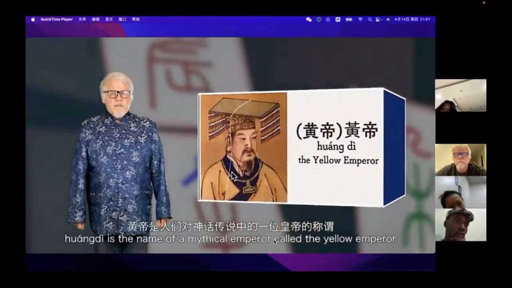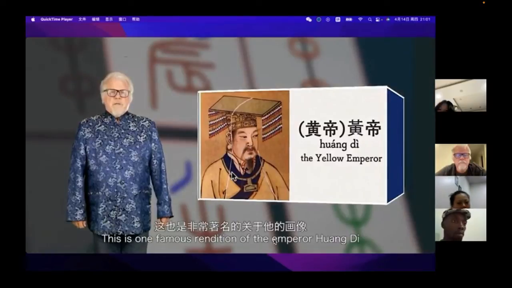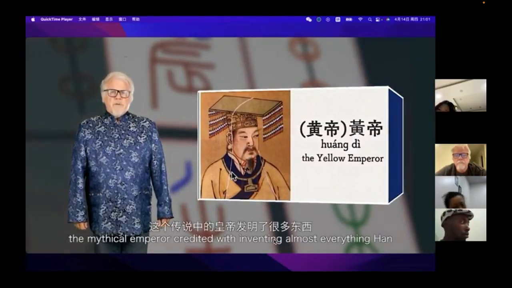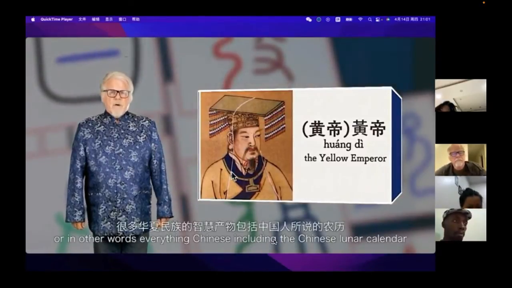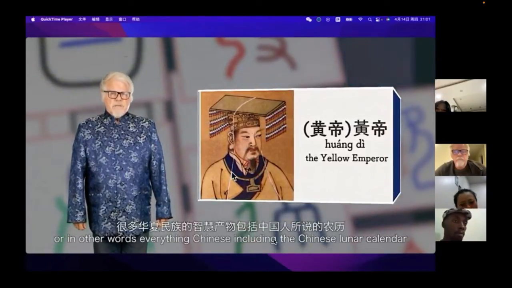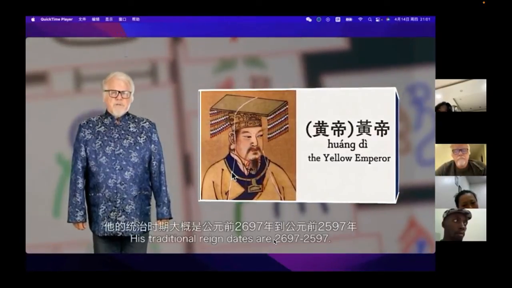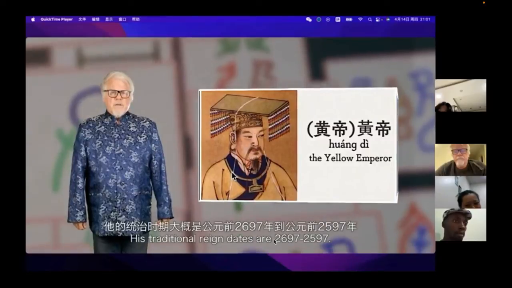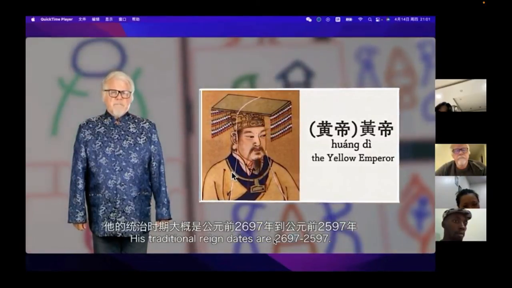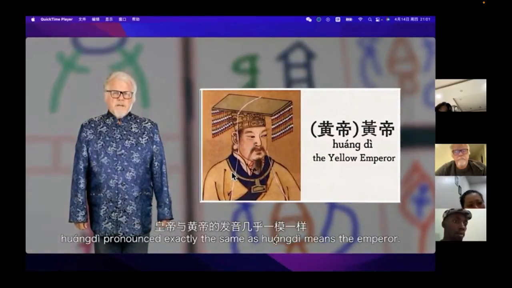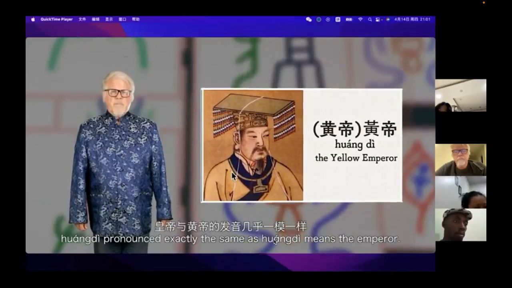Huang Di is the name of a mythical emperor called the Yellow Emperor. This is the Yellow Emperor, Huang Di, the mythical emperor credited with inventing almost everything Han, or in other words, everything Chinese, including the Chinese lunar calendar. His traditional reign dates are 2697 to 2597 BC. Huang Di is pronounced exactly the same as Huang Di, meaning emperor.